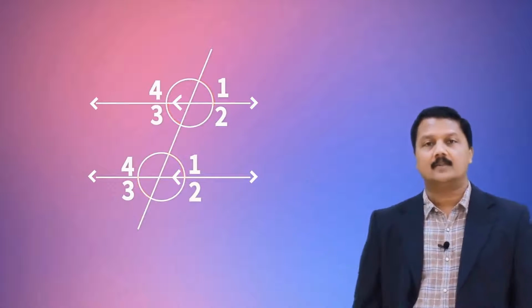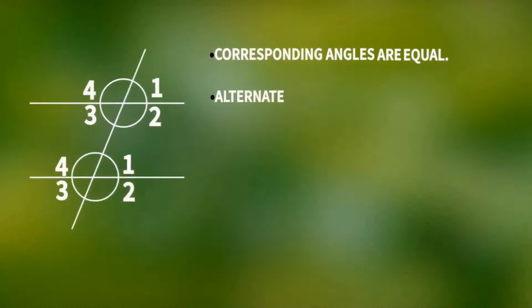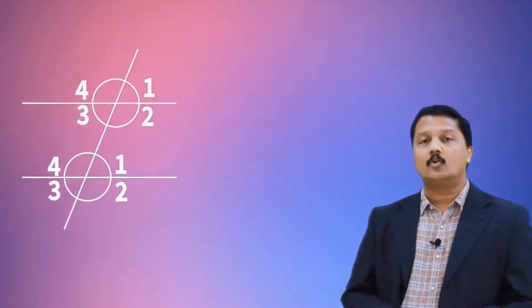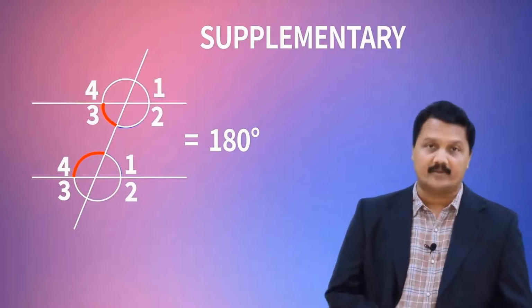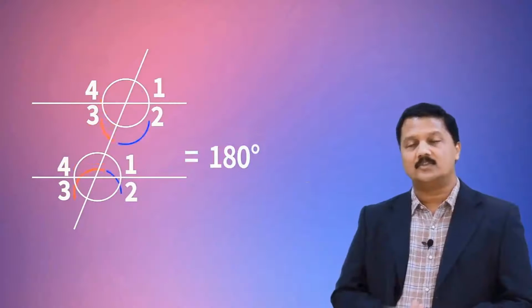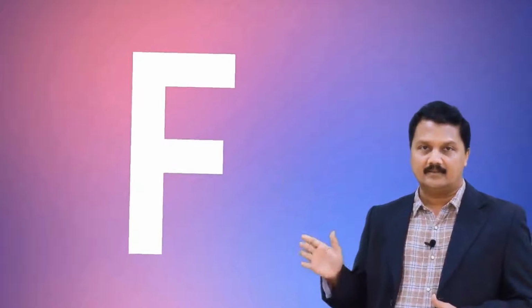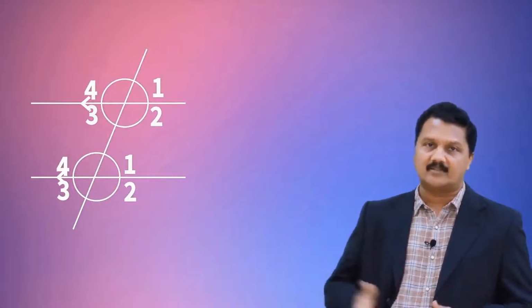X angles. The rules are: corresponding angles are equal. Angles on E are equal. Alternate angles are equal. Angles in Z are equal. Co-interior angles make 180 degrees. We call it supplementary. If two angles add up to 180, that is called supplementary angles. So this is considered as F angles, the angles inside F, that is 180. These are the major rules for two parallel lines and a transversal.